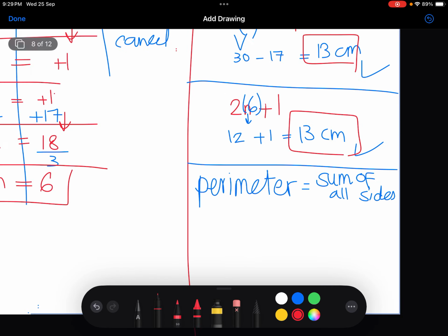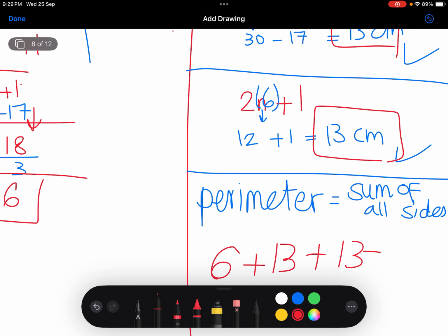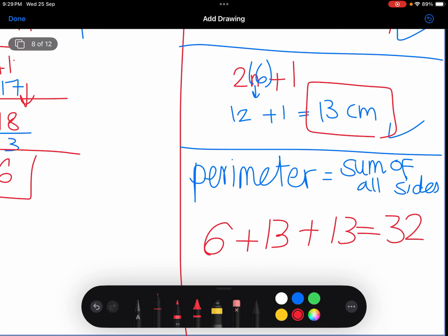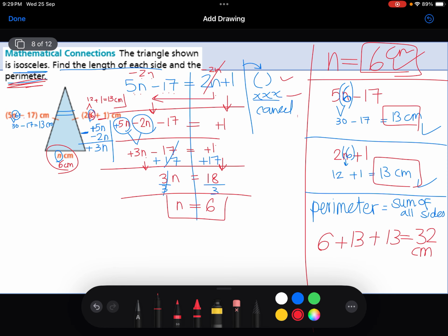First side is 6 centimeter. It was n only. 6 plus second side is 13 plus third side is 13. All of them together, if you add them, it will add up to 32. Centimeter is the unit. Don't forget the unit. Done. That's it. I'm done with all the tasks. I found n, I found the sides, and I found the perimeter.